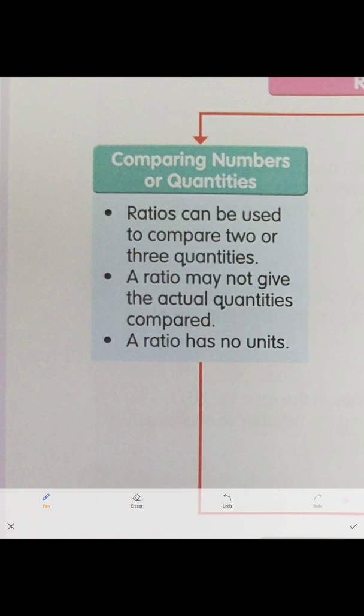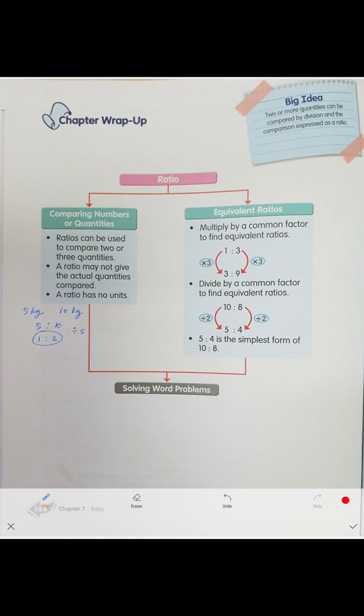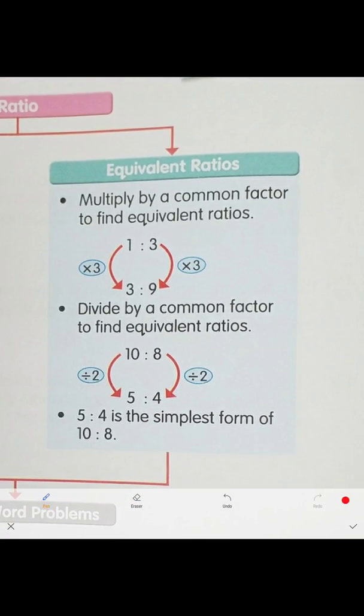Okay. So if you have, I don't know, 5 kilogram and 10 kilogram, right? The ratio will be 5 to 10 without any kilogram. And then you can simplify this, divide everything by 5, and it's going to be 1 to 2. This is the actual ratio, right? Okay? Now, equivalent ratios over here.